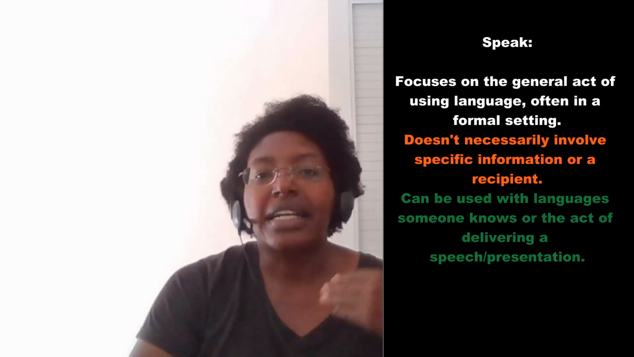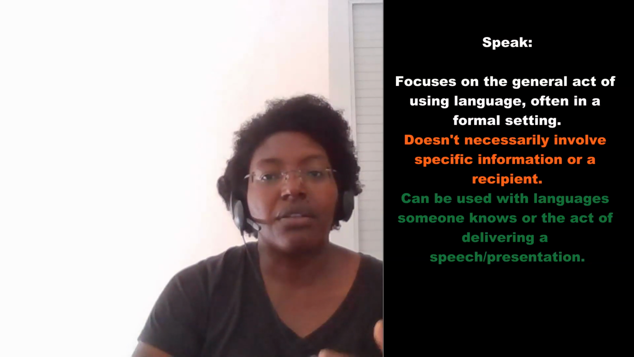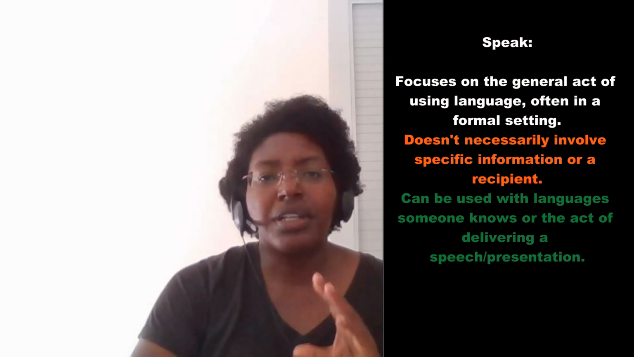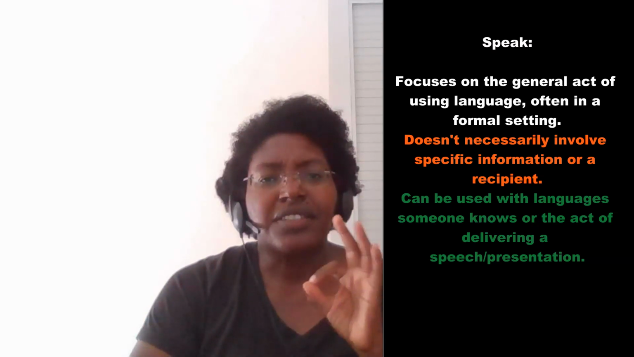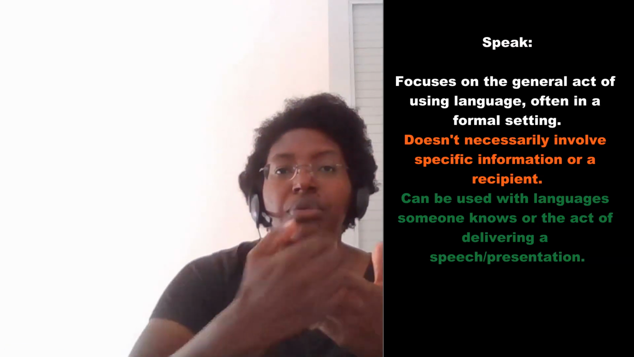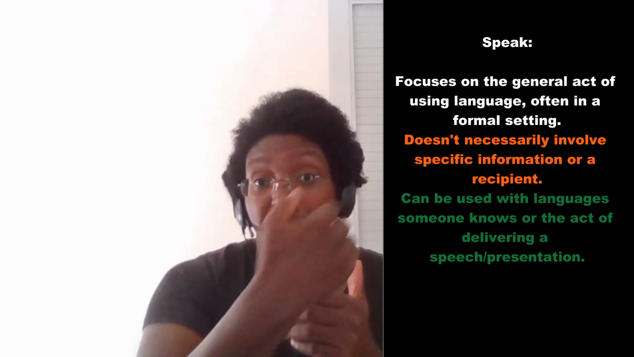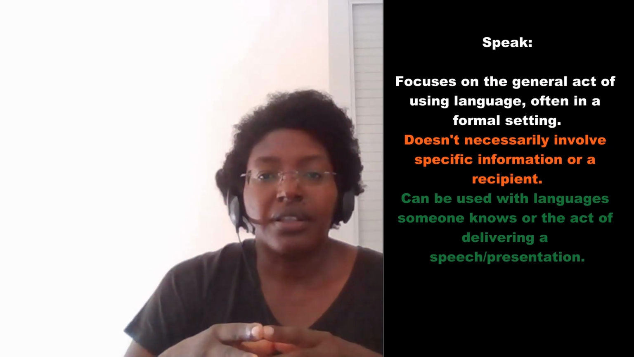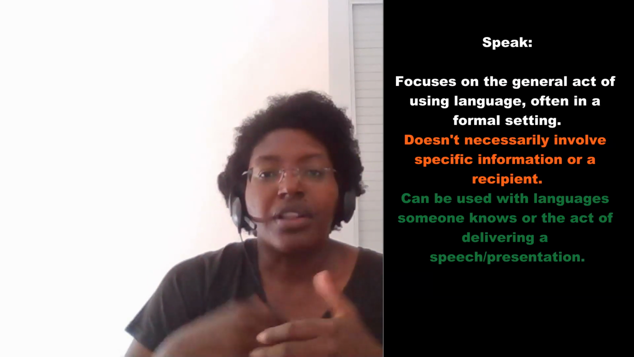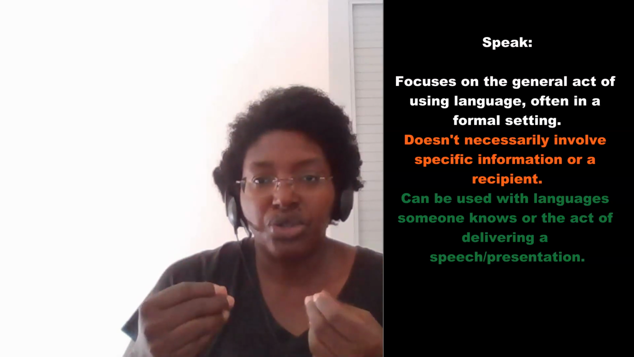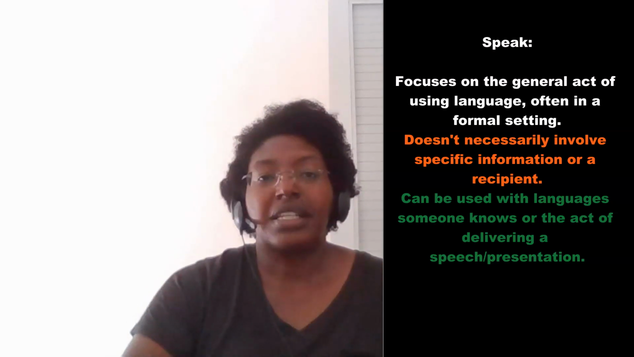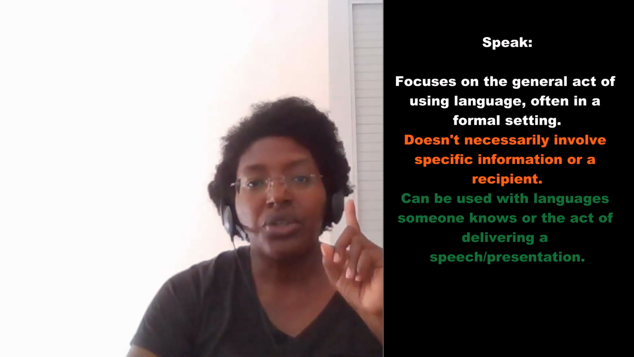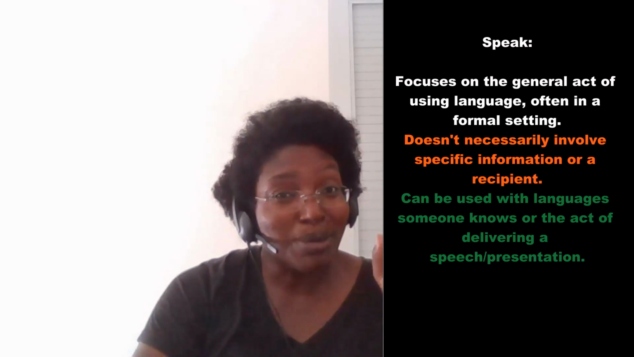We use speak when it focuses on a general act of using language, often in a formal setting. It doesn't necessarily involve specific information or a recipient, somebody that we specifically need this information to go to. It can be used with languages someone knows or the act of delivering a speech or presentation. Let me give you an example of each of these. So we use speak, past tense is spoke, when we talk about a language.